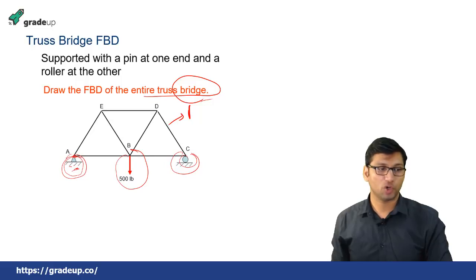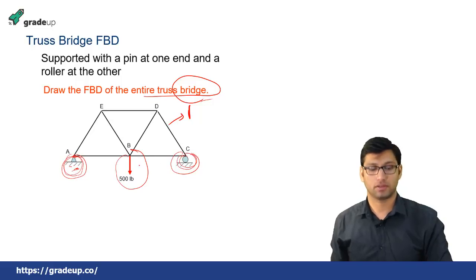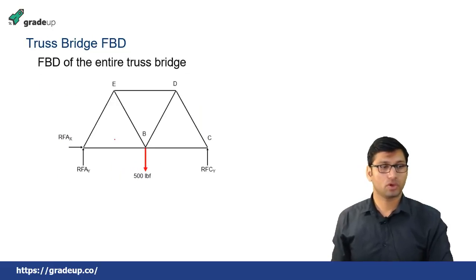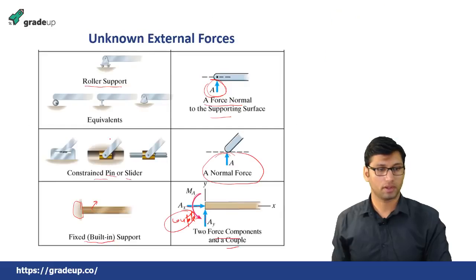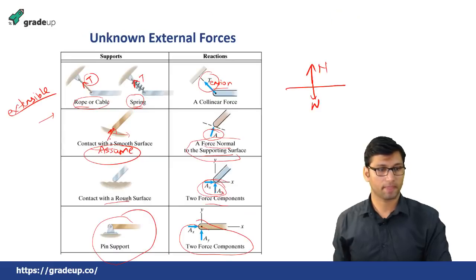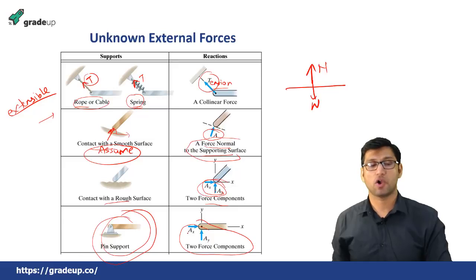Now if you need to draw the free body diagram, why do you need to draw it? Because you need to find the unknown forces acting on this truss. Okay, so to draw the free body diagram, since this is a kind of support, which kind of support is this? As you have seen here, this is a pin support. So for a pin support, as I have told you, there will be two reactions. One will be in the horizontal direction, one in the upward direction.